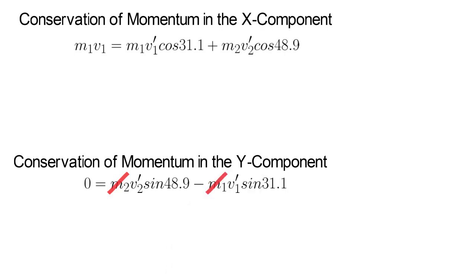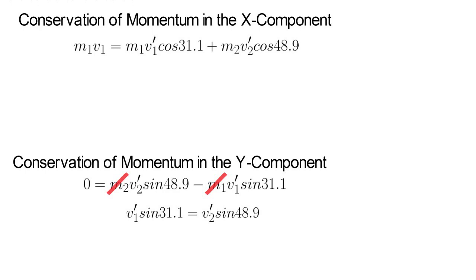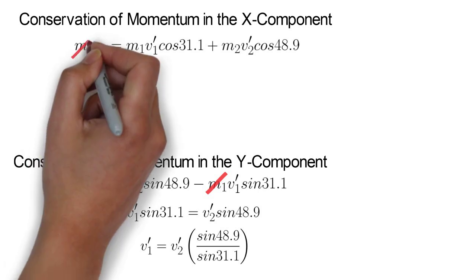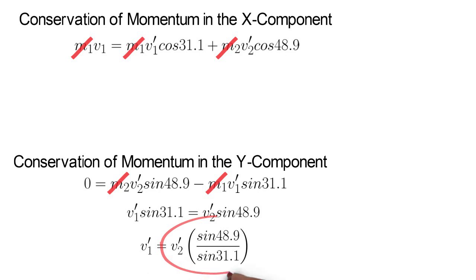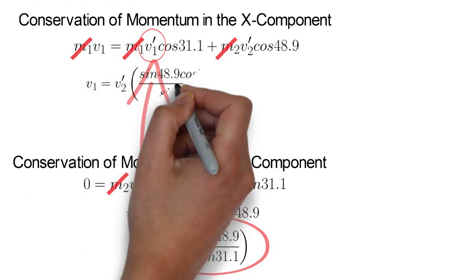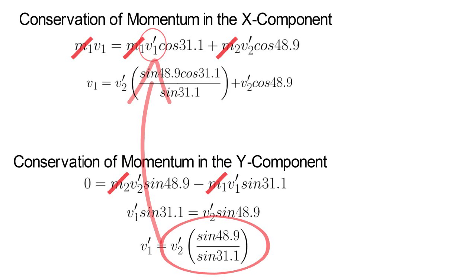Now we have two equations for two unknowns. We can solve for one of the unknowns in one equation. We'll do that in the y component, and then we'll take that and substitute it into our other equation in the x component. Now that we've done this, we can expand and rearrange for v2 prime, which is our one unknown variable.